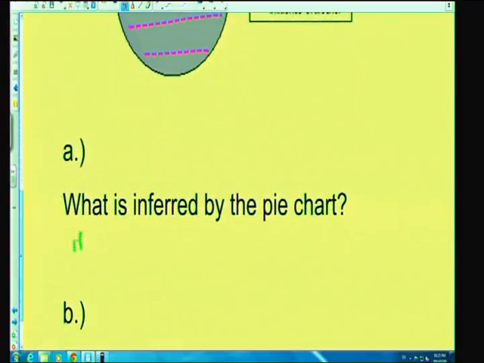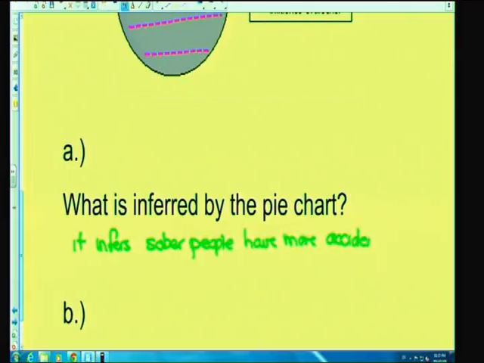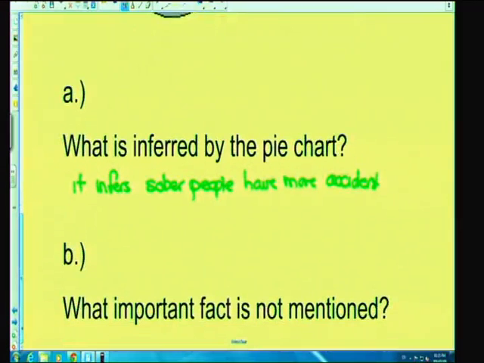It infers sober people have more accidents. Which, as I say, is just ridiculous. Right, let's look at the next one. It says, what important fact is not mentioned? Well, there's several important facts not mentioned.